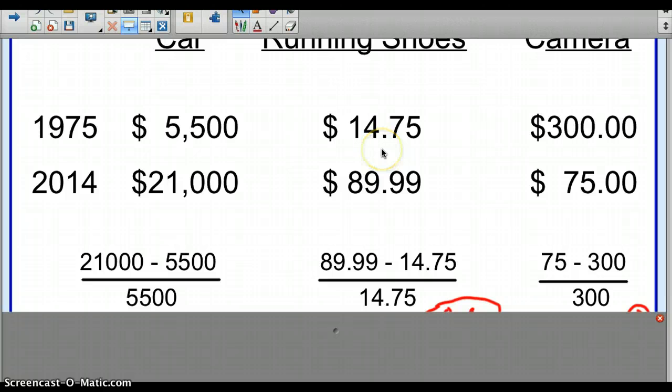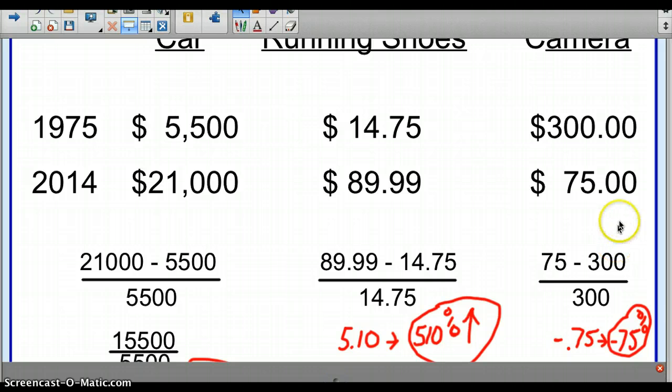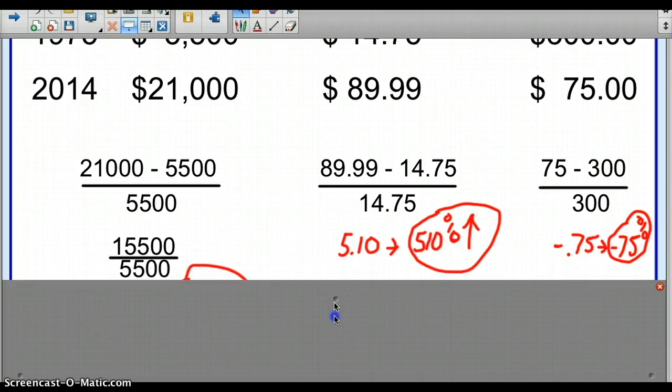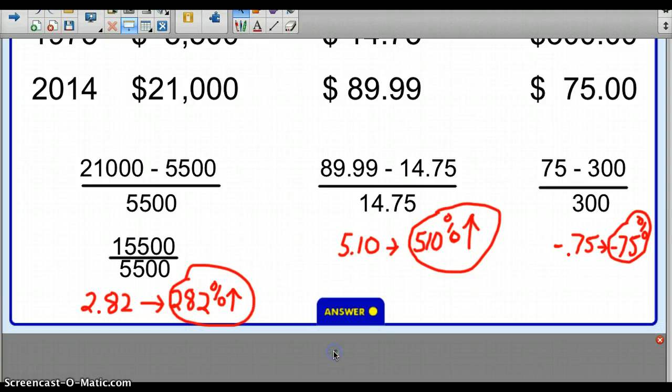And with the running shoes, we'd have $89.99 as new. 14.75 was the original. We divide by the original of 14.75. And then with the camera, here it was $75, the new price. The old price was much more expensive, and then we divide by the old price, or the original price, as well. So then just working all of these through, we can get answers for these, and I want you to take time to go through these calculations as well.